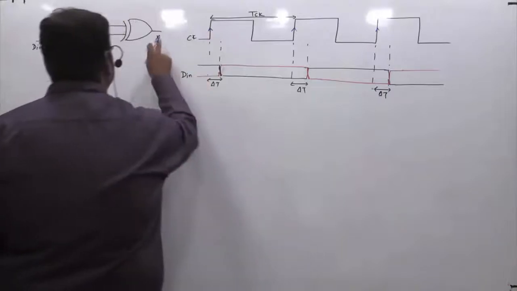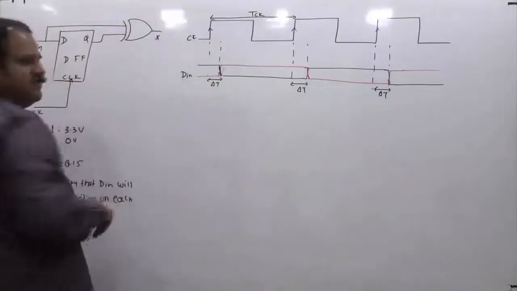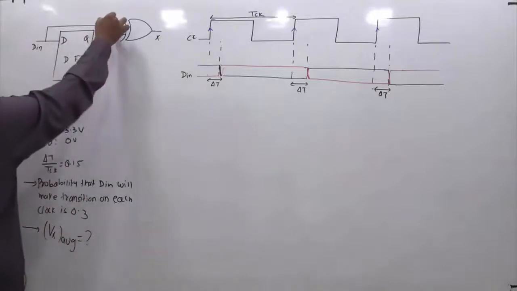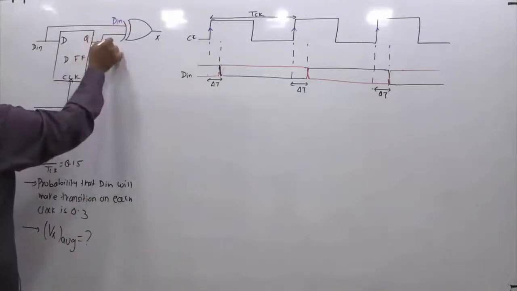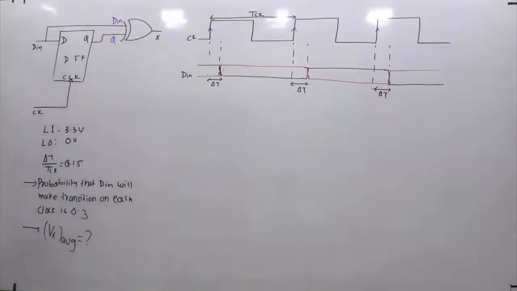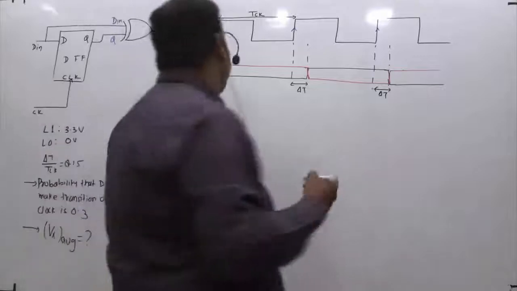My interest is to generate or draw this X. So what is this X? This is D in, and this is the output of the flip-flop Q, and the XOR combination of D in and Q is X. If you observe the waveform X, you can find the average value. So the first thing is how to draw X.